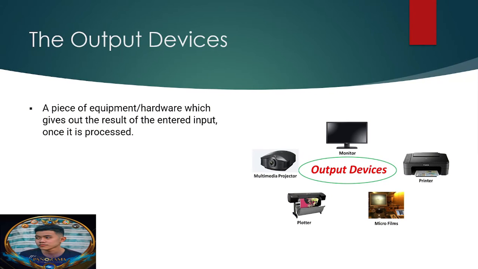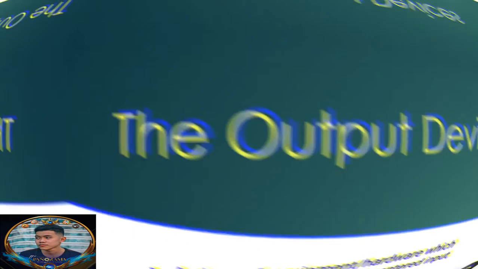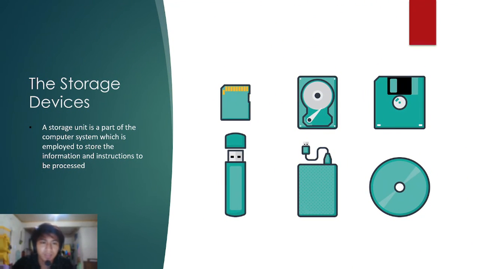The output devices. A piece of equipment or hardware which gives out the result of the entered input once it is processed. It includes monitor, printer, speaker, plotter, microfilm, and projector. The storage devices. A storage unit is a part of the computer system which is employed to store the information and instructions to be processed. Examples of storage devices are internal and external hard disks, floppy disks, flash drives, RAM, and compact disks.